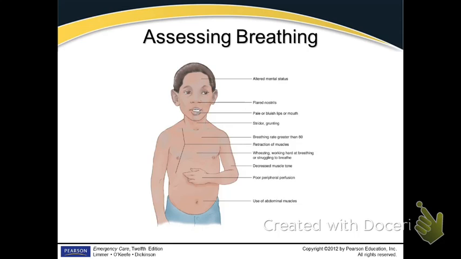Okay, when you're assessing breathing, we've kind of talked about this, some of the things you might see. Altered mental status goes along with any person who might be in respiratory distress. But we do look specifically for those flared nostrils, like really wide open nostrils. The pale or bluish lips or mouth, again, kids' circulation really tanks really fast if they're not breathing well. So you're going to notice that bluish tinge a lot quicker in kids than you do in adults. Stridor, grunting. Remember what stridor is?